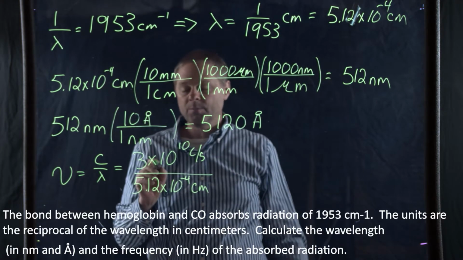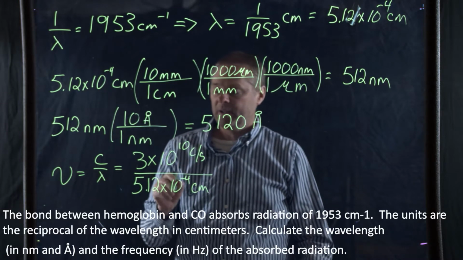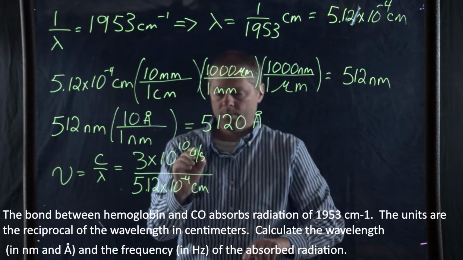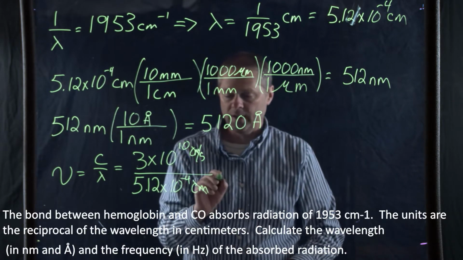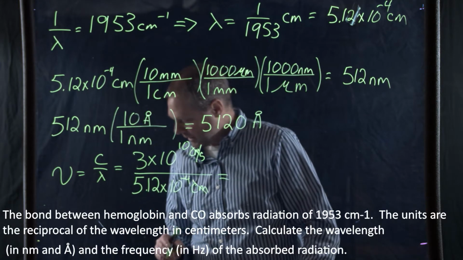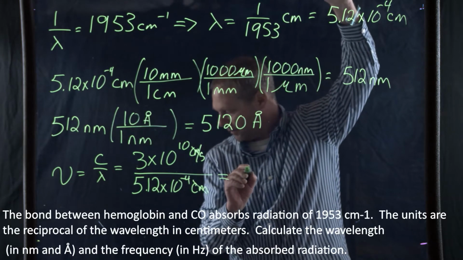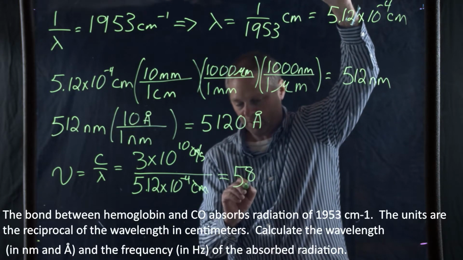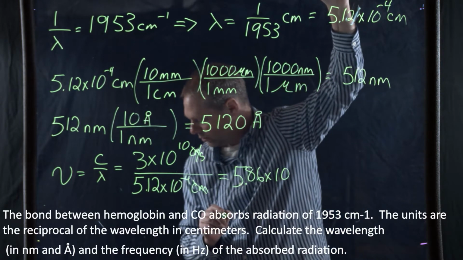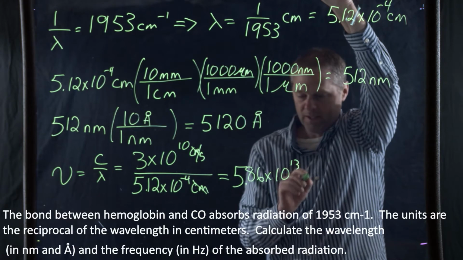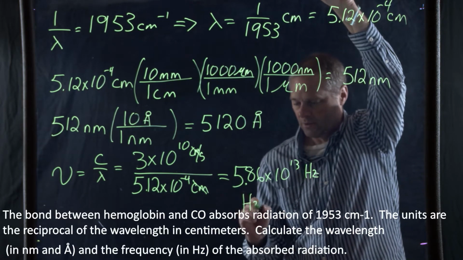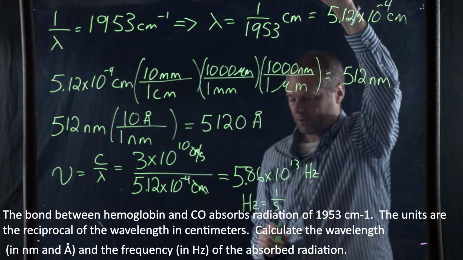So the only reason I converted the speed of light into centimeters is because the wavelength that we calculated was in centimeters. Oops, put the centimeter there. The centimeter cancels with that. And what we get for a frequency now is going to be equal to 5.86 times 10 to the 13th hertz, or remember, hertz is equal to an inverse second.